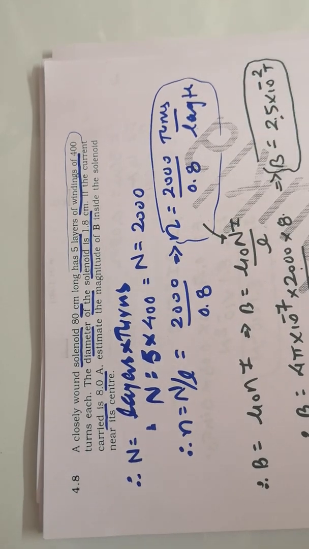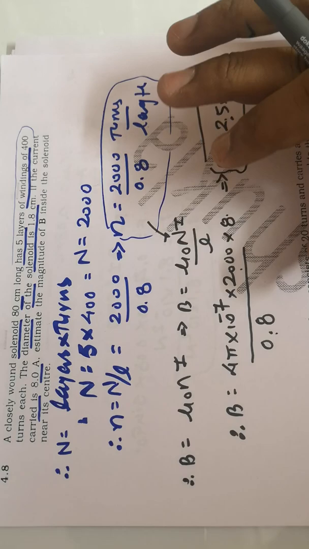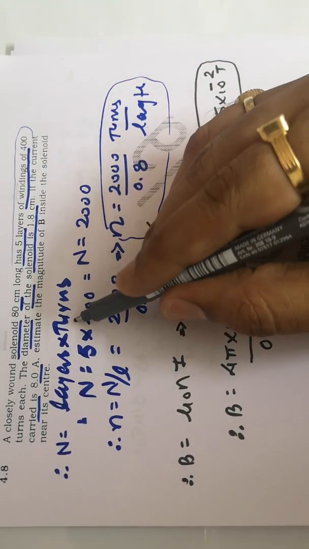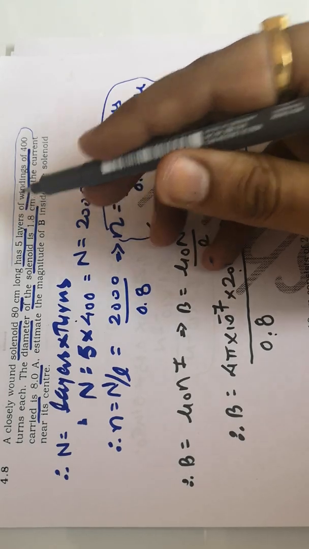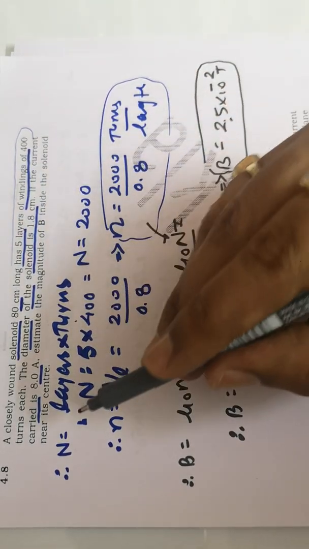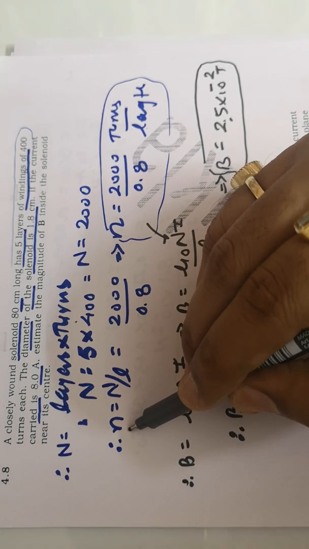Whenever you have a solenoid or toroid, you are aware that the simple formula we have is B is equal to mu 0 n I. But be careful, they will give you the number of turns or the layers you have. So be careful, they are dealing with the capital N and you have to deal with the small n, which is called the number of turns per length.